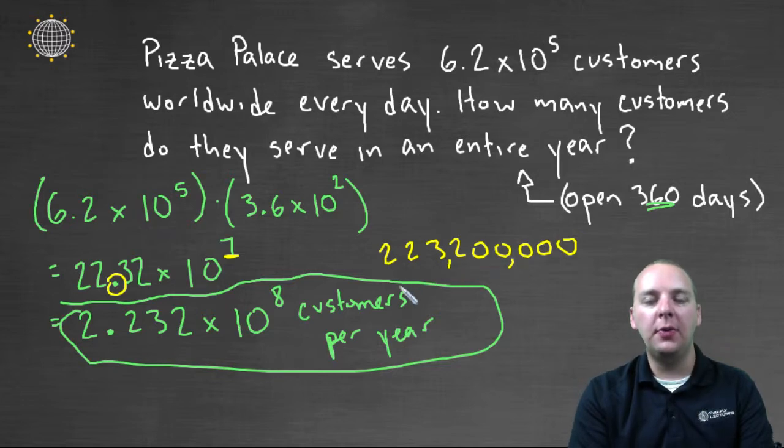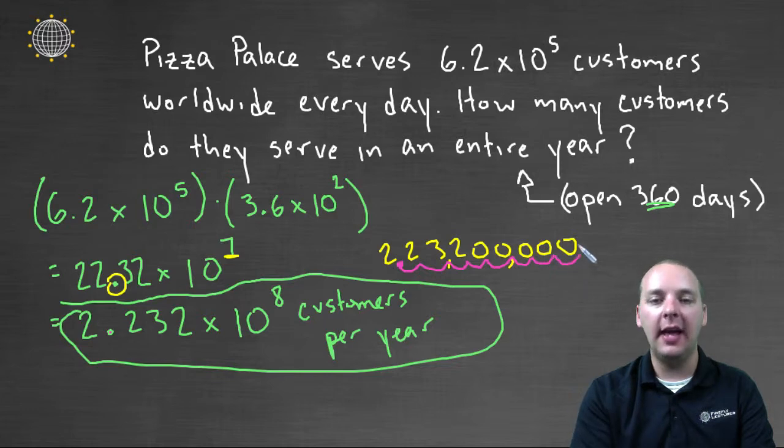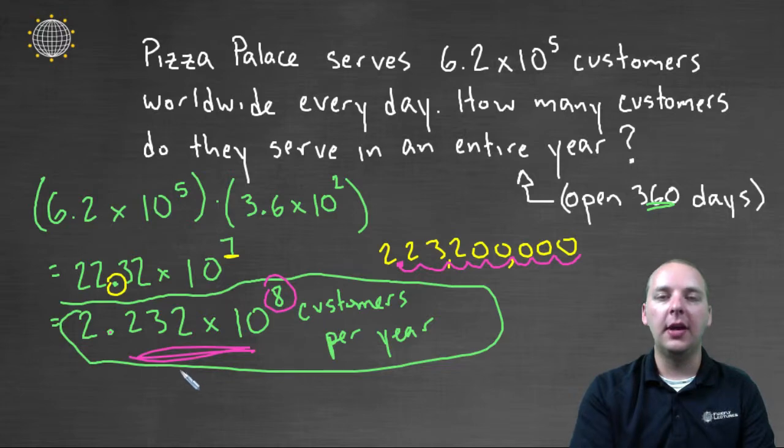Okay, so now if we wanted to write this in scientific notation, it would obviously be 2.232, where we move the decimal place to the right 1, 2, 3, 4, 5, 6, 7, 8. Exactly what we got. So anyways, now we're confident that we got the right answer.